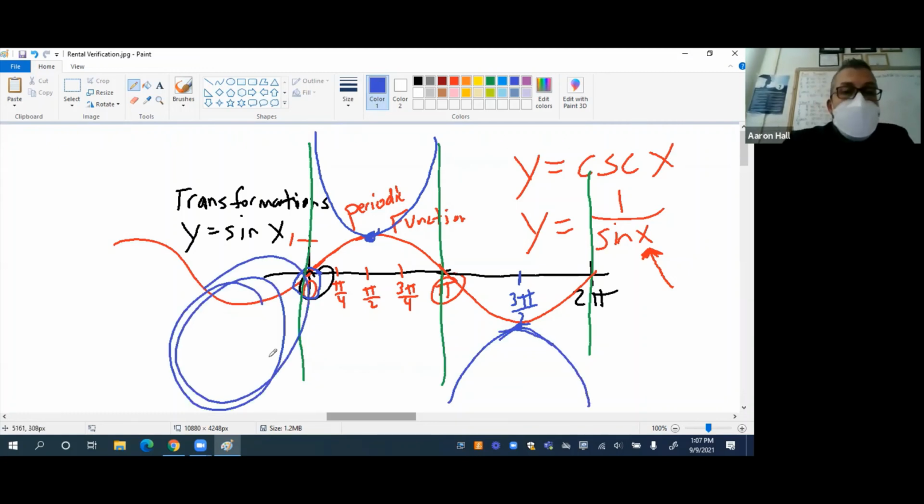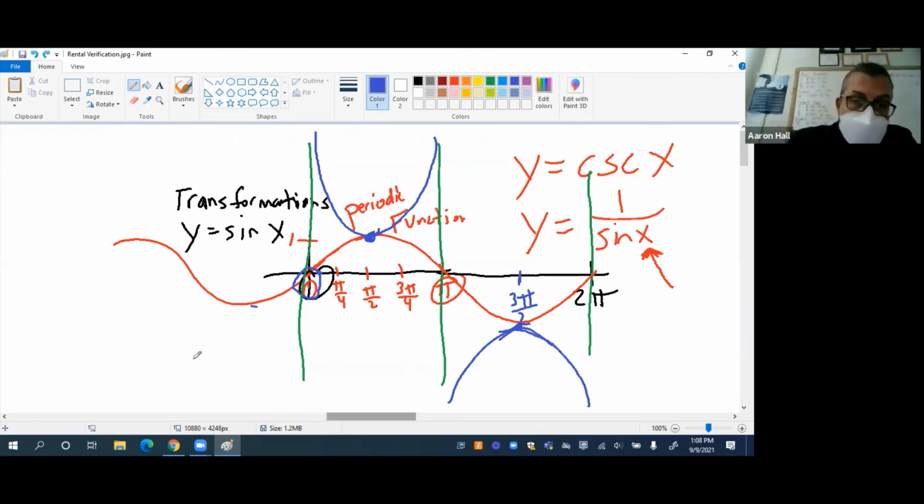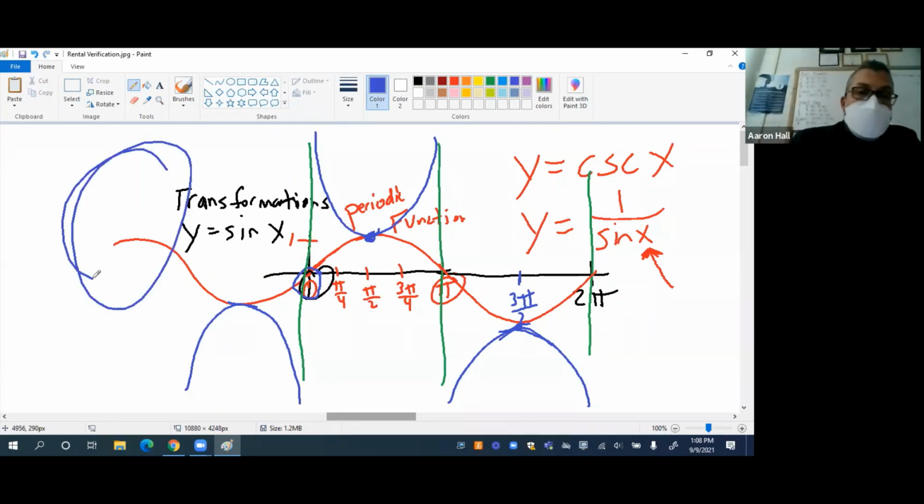We have to have convergence. What do you think is happening over here? -1. Which means it's going to converge downward, right? It's going to be concave down. What about over here? Concave up. Yeah, so we should have something like this.